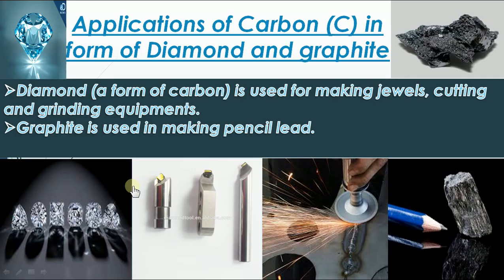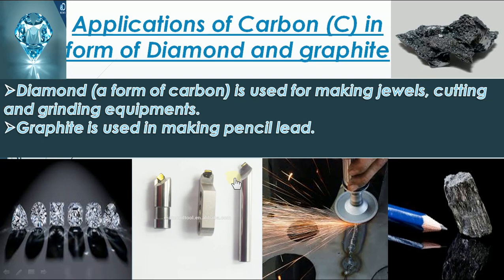Now let's go to the uses of non-metals. Application of carbon in the form of diamond and graphite. You can see the diamond picture here and the graphite picture at the end. What is diamond used for? Diamond, in the form of carbon, is used for making jewels. You can see the picture. We use diamond in rings, necklaces, and cutting and grinding equipment.